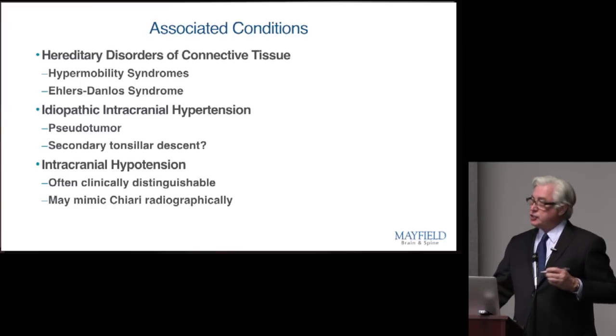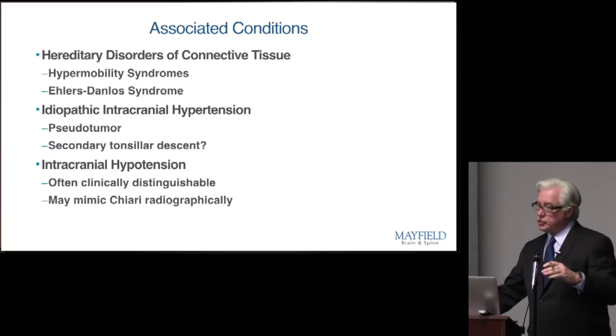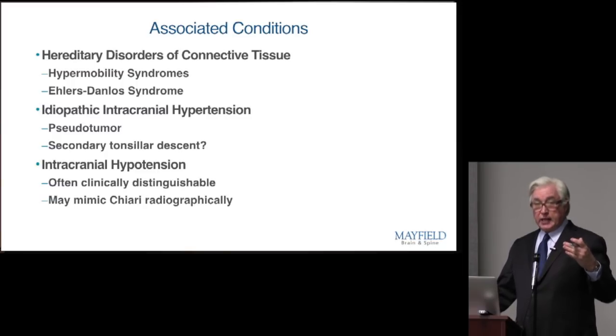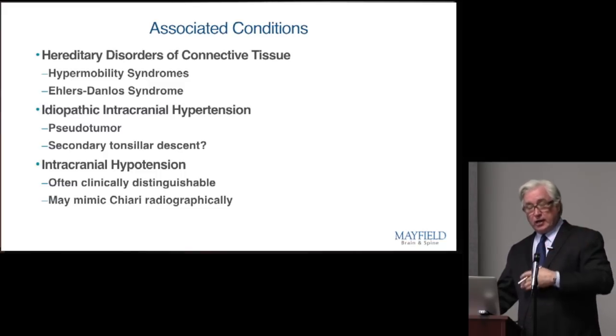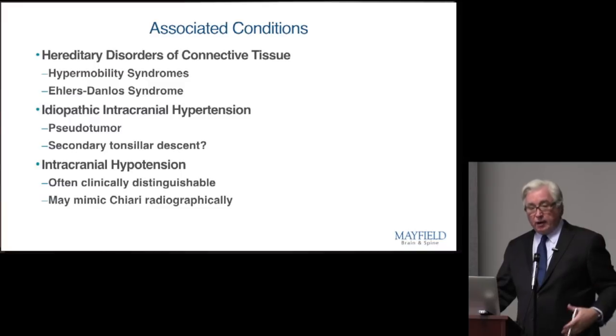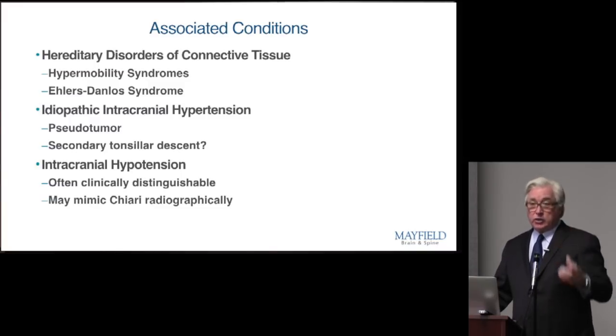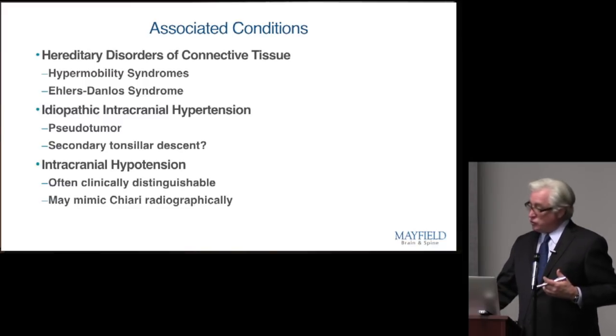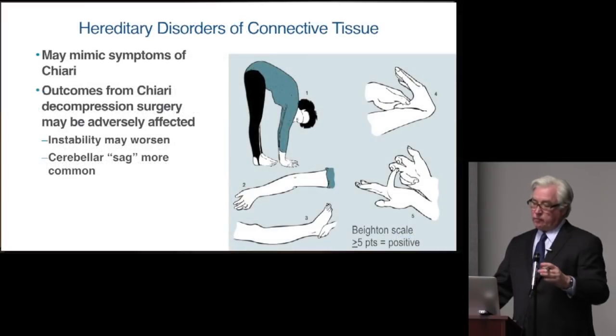There are other associated conditions with Chiari malformation. I'll just mention them quickly. They're all very complex disorders, but hypermobility syndromes, Ehlers-Danlos, is associated with Chiari malformation. There's a secondary problem of primary hypertension in the brain, too much spinal fluid pressure that causes the tonsils to herniate. And then at the other extreme, you can actually have a spinal fluid leak somewhere, and your spinal fluid keeps draining out of the brain, and your tonsils sag down through the foramen magnum, and that also causes the appearance of Chiari malformation.